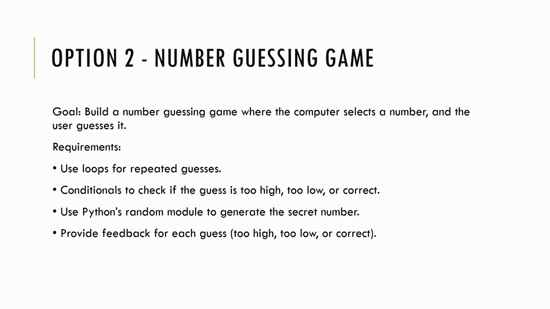Now let's move on to our second mini project, a number guessing game. In this game, the computer randomly selects a number between 1 and 100, and the user has to guess it. After each guess, the program will tell the user if their guess is too high, too low, or correct. This project is a great way to practice using loops and conditionals.